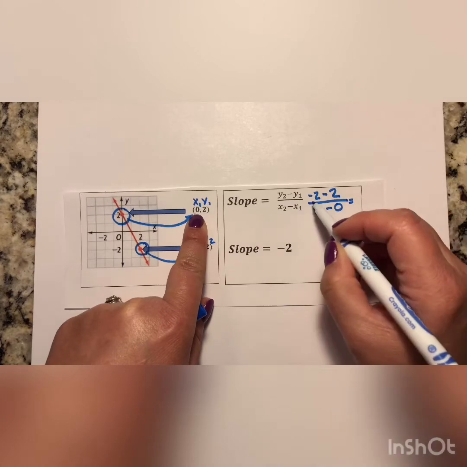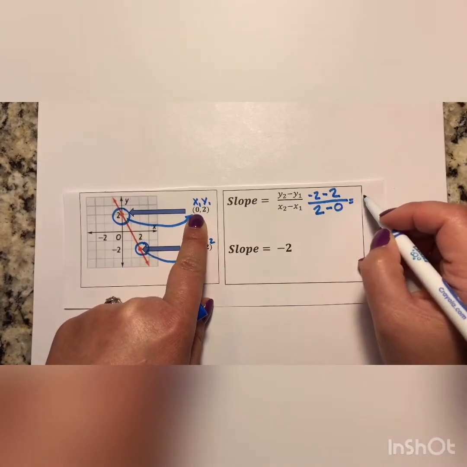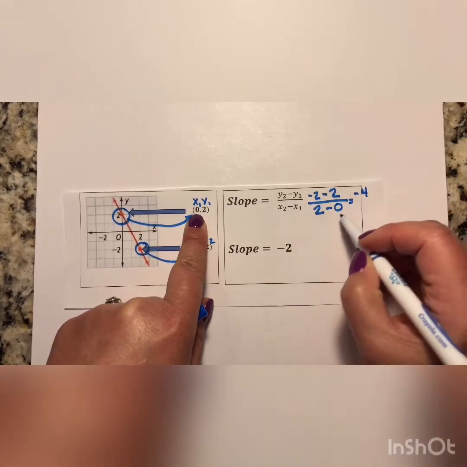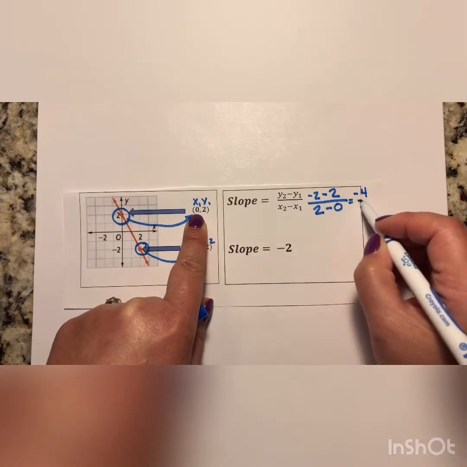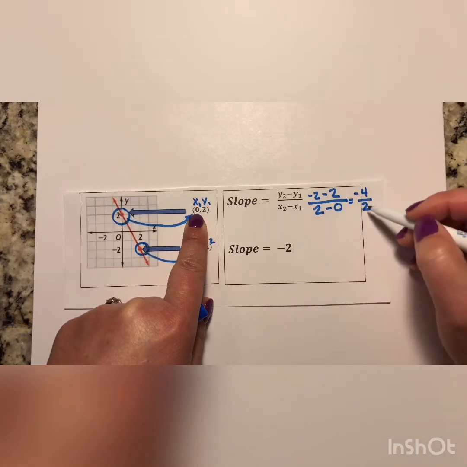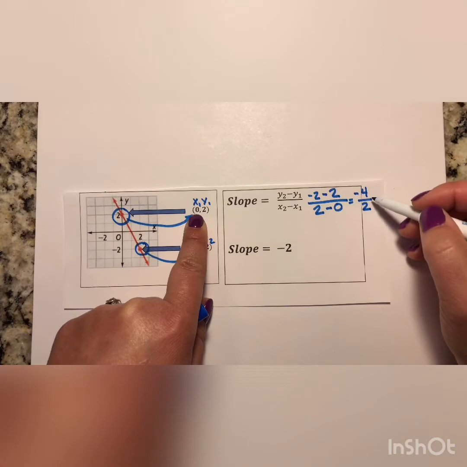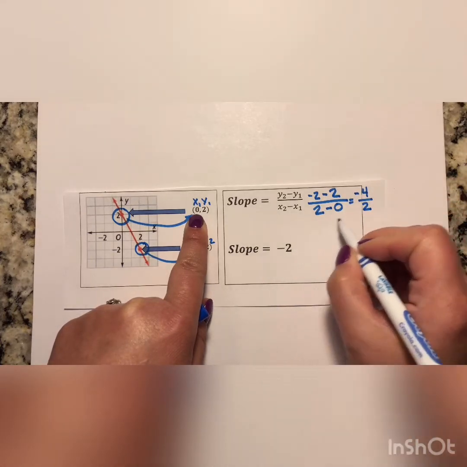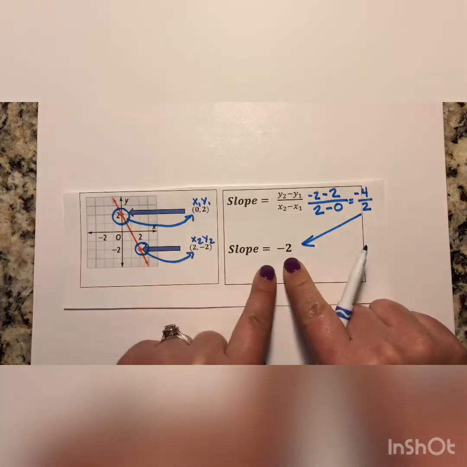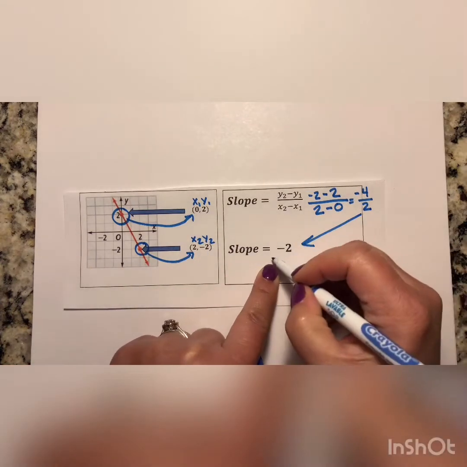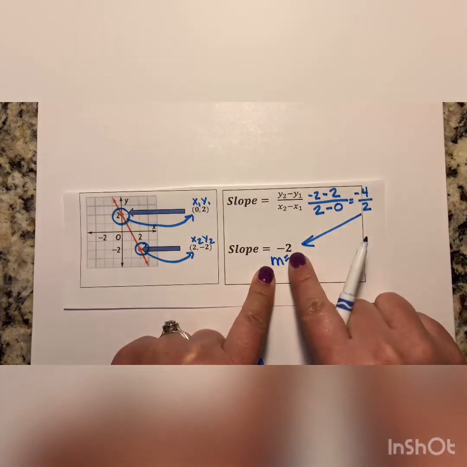Right? And then I'm going to do the math. -2 minus 2 equals -4. 2 minus 0 equals 2. That's a fraction that can be simplified. -4 over 2 simplifies to -2. So the slope of my line is -2. This is m. m equals -2.